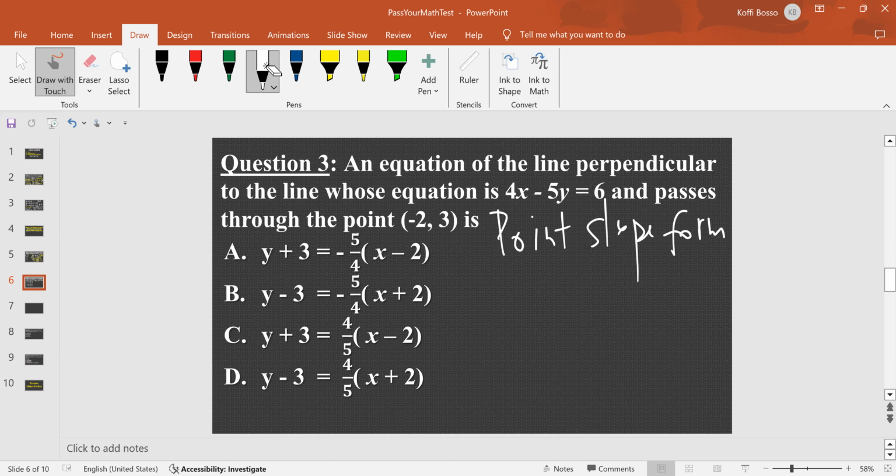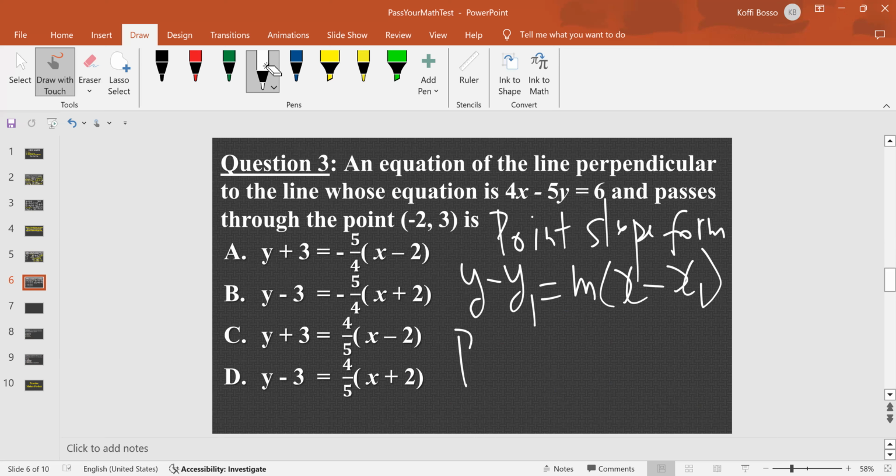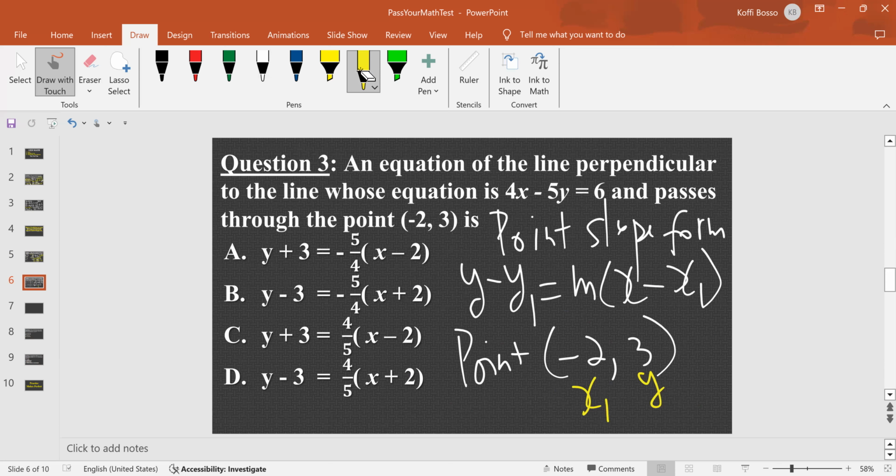The point slope form means that you're going to have an equation in this form: y minus y1 is equal to m times parenthesis x minus x1. And x1, y1 represent the coordinates of the given point. So the point they give here, okay, is -2, 3. So the coordinates of the point are that. So you have this one, x1, and this is y1.